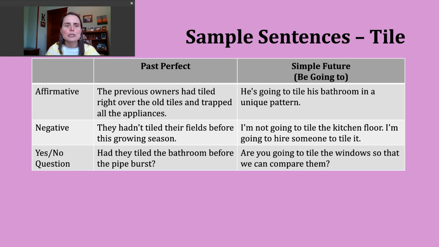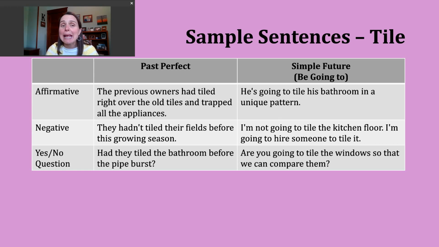Okay. Let's take a look at my example sentence. The previous owners had tiled right over the old tiles and trapped all the appliances. I saw a sentence very similar to this as someone was describing really big challenges they had as they went to remodel or update their kitchen, right? And so they were talking about how the previous owners had done things, made it very hard to remove certain things and replace them. Okay, but we're noting this occurred before the current renovations.